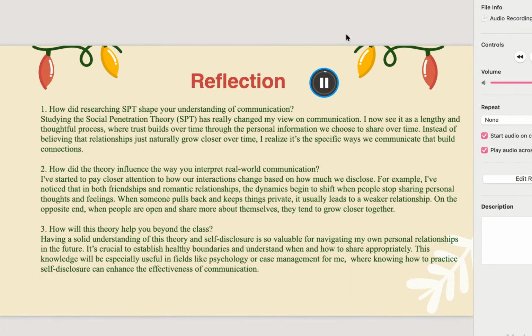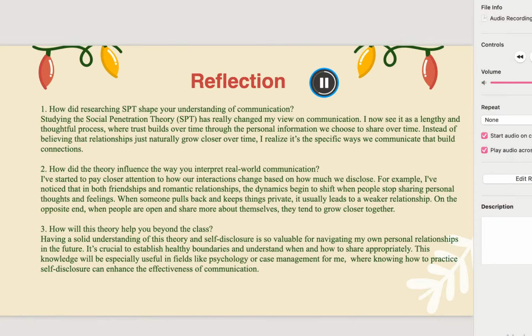I believe I'm running out of time with that 8 to 10 minute time frame that we were given, so I'll leave my reflection here for you to read more, but I can definitely say that I've taken a lot out of the SPT theory, especially my own personal views on communication and relationship building, as well as for my own personal major with psychology and case management, and how I'm going to apply this to my personal relationship with these clients, and how things like self-disclosure can enhance the effectiveness of communication that I'm going to convey with them.